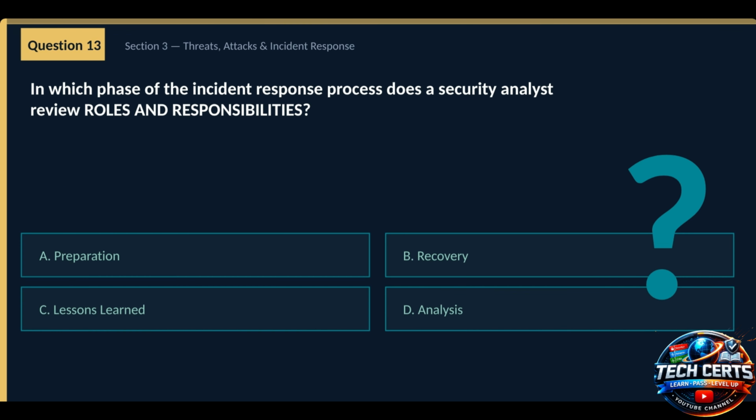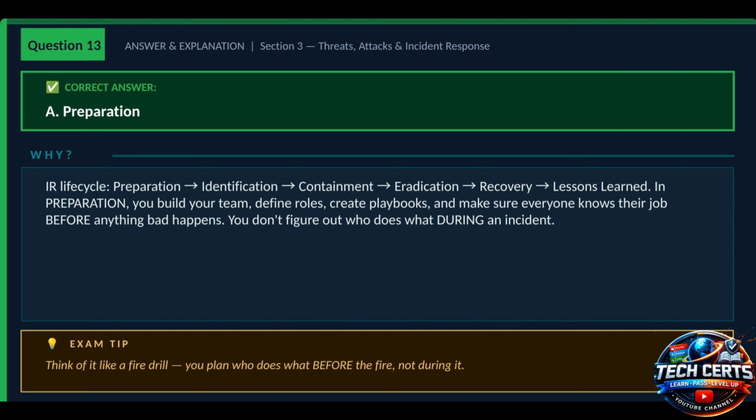Question 13. In which phase of the incident response process does a security analyst review roles and responsibilities? The correct answer is A, preparation.